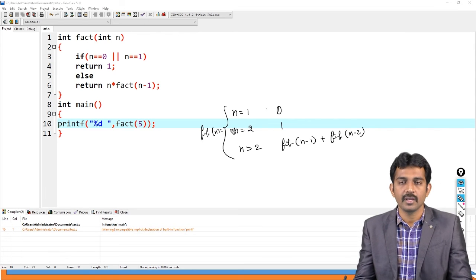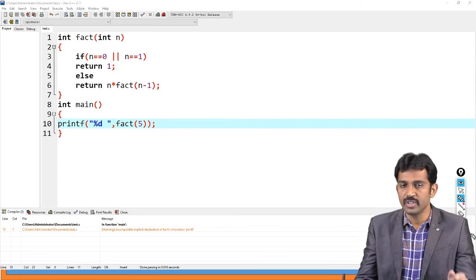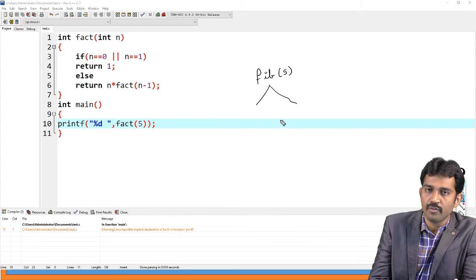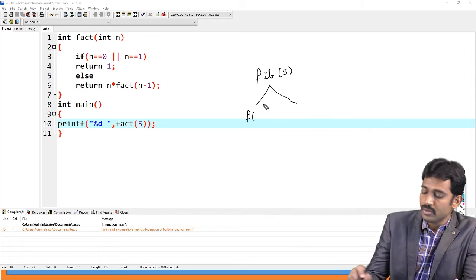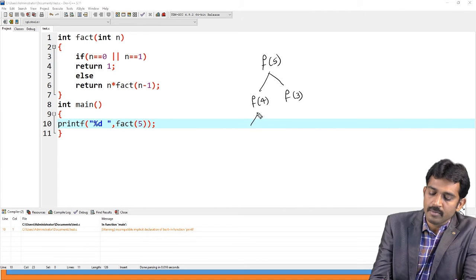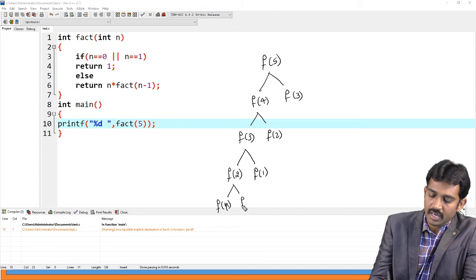Is this clear? So let us see how it will work. For example, if you want to solve fib of 5, observe clearly. F of 5 means you should calculate f of 4 plus f of 3. F of 4 comes from f of 3 plus f of 2. F of 3 comes from f of 2 and f of 1. F of 2 comes from f of 1 and f of 0.